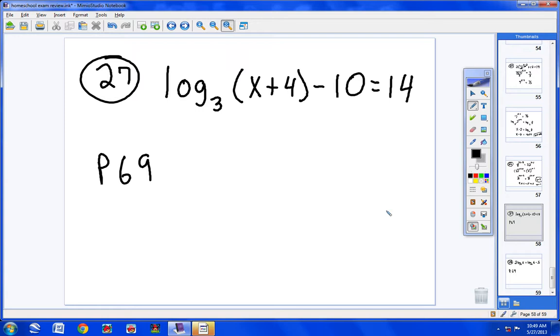All right. Well, here we go. Page 69 for both of these would definitely be the page you would want to turn to. All right, now, notice we have 1 logarithm on one side. Yep, 69. Okay, we have 1 logarithm on one side. So you want to get this logarithm right here all by itself. So you add 10 to both sides. So log base 3 of x plus 4 equals 24.